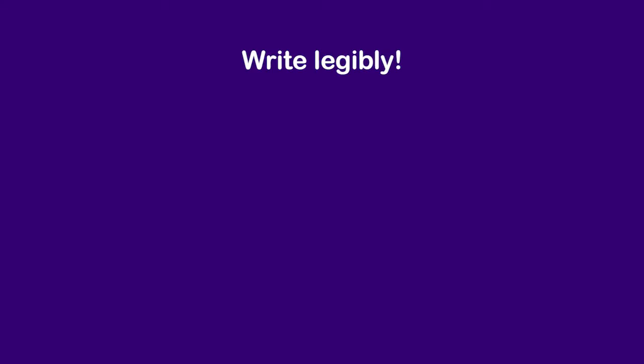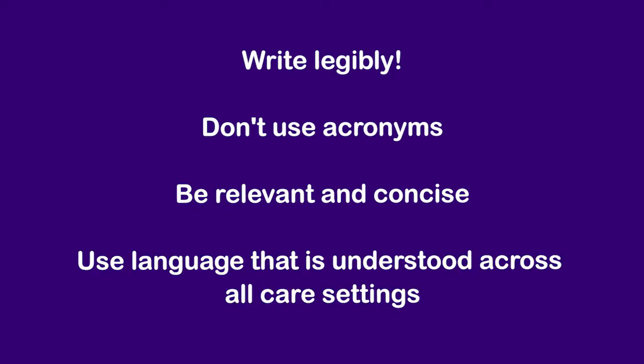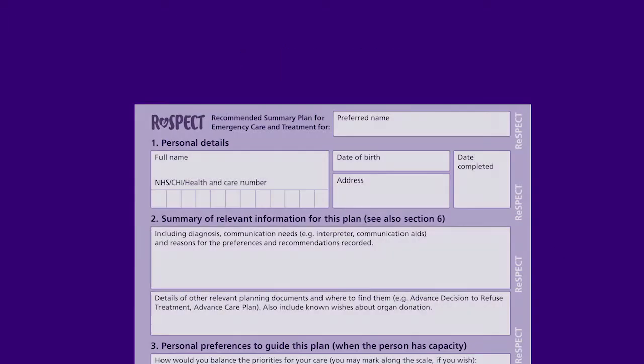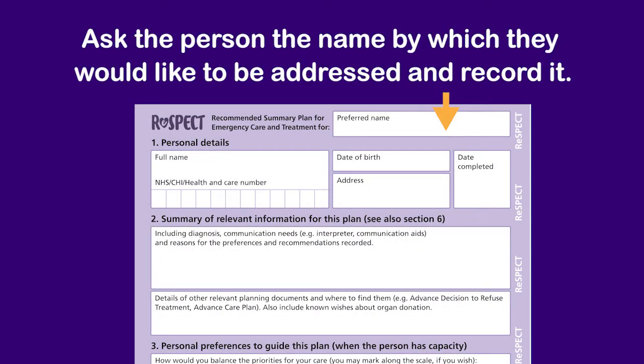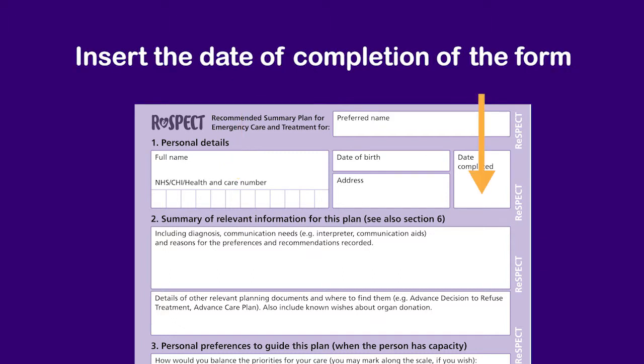Write legibly. Don't use acronyms. Be relevant and concise. Use language that is understood across all care settings. Ask the person the name by which they would like to be addressed and record it. Insert the person's full details. Insert the date of completion of the form.